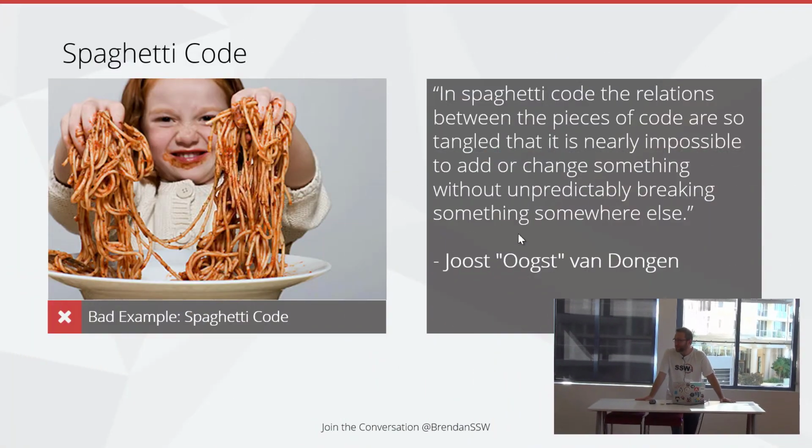Not many people are using NGRX, so I'm going to try and explain both. And we'll start with why we mess around with these frameworks. And the real reason we mess around with frameworks and do architecture is spaghetti code. So in spaghetti code, the relations between the pieces of code are so tangled that it's nearly impossible to add or change something without unpredictably breaking something somewhere else.